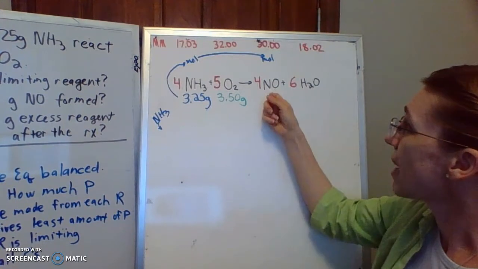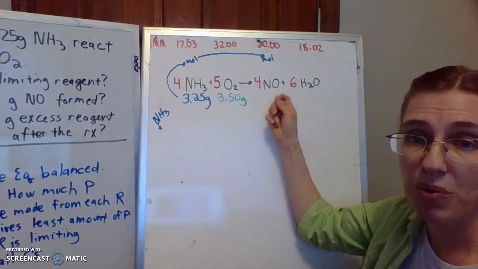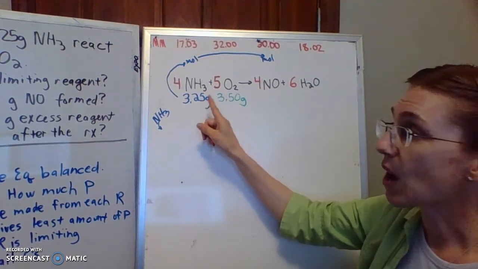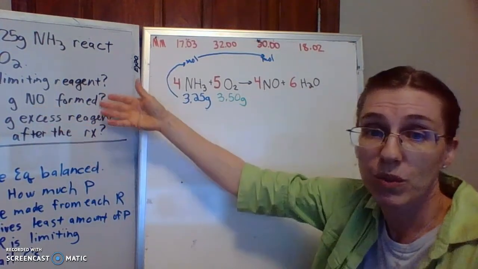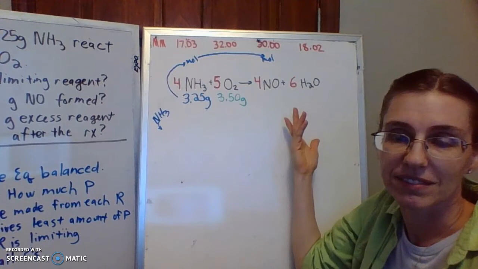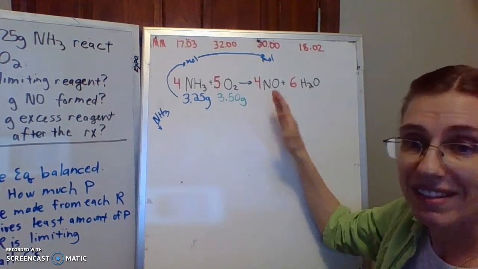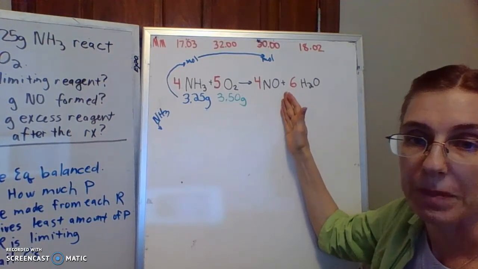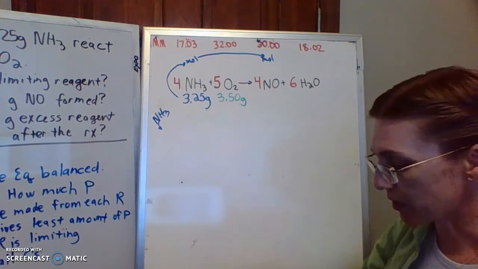Now, it doesn't matter which product you use. You just have to use the same product for both of your reactants. I'm going to use NO because that's what's in the question. If water were in the question, I'd use water. So it doesn't matter which one you use, you should get the same answer as far as which one is limiting. Okay, so let's calculate how much NO is formed from this ammonia.